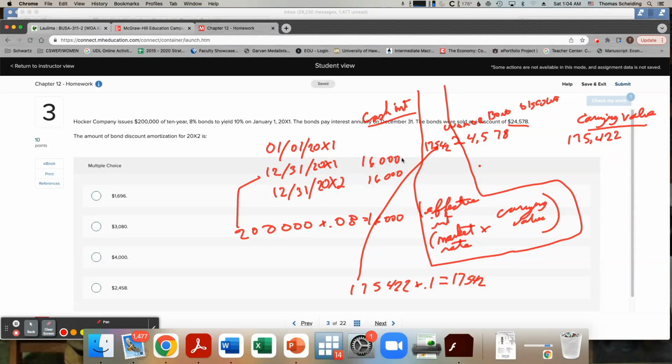The difference between 16,000 and 17,542, that's going to be my amortization. So my amortization in 20x1 is going to be 1542, which is just 17,542 minus 16,000. And then in 12/31/20x2, to get there, we're going to now take this 24,578 and subtract 1542. So that we're at 23,036.